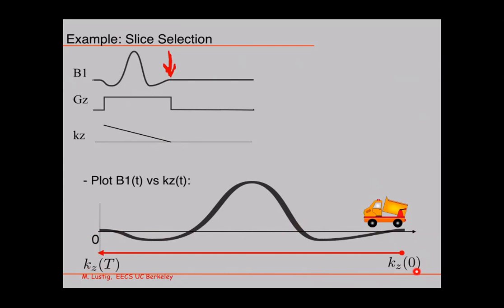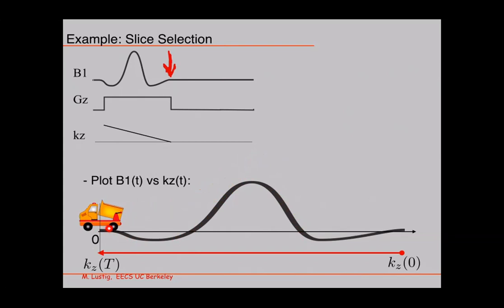So we start at this point, somewhere in k, and what you can think of the RF as is a truck that carries sand. As you move in k, you are depositing RF, you're dropping sand, or dropping energy in k-space. Our truck is going to move from positive k all the way to kz equals zero while dropping a sinc of energy into k-space. So this is basically a sand truck depositing RF as a function of kz. Do you see? This is what it does.